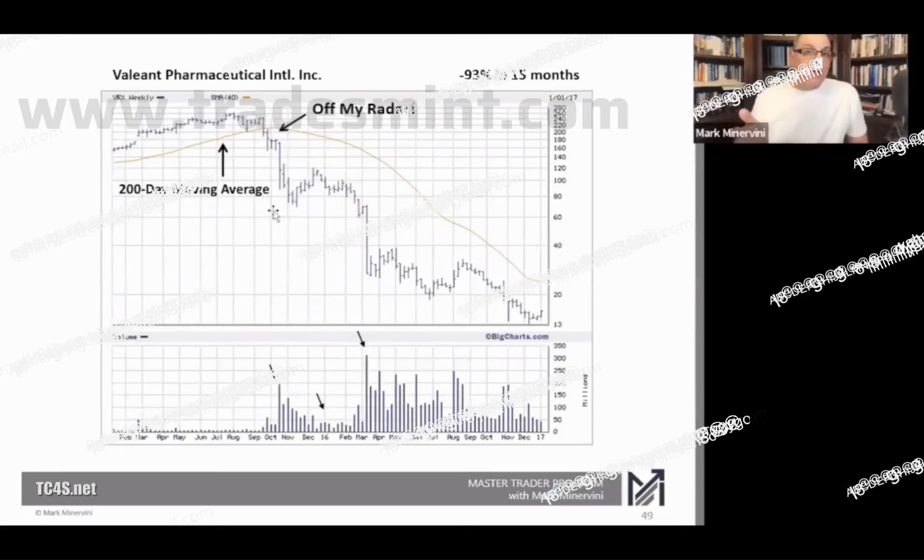So if you believe institutions are so superior and they have this great information, well, why would you ever buy a stock that they're unloading like this en masse?